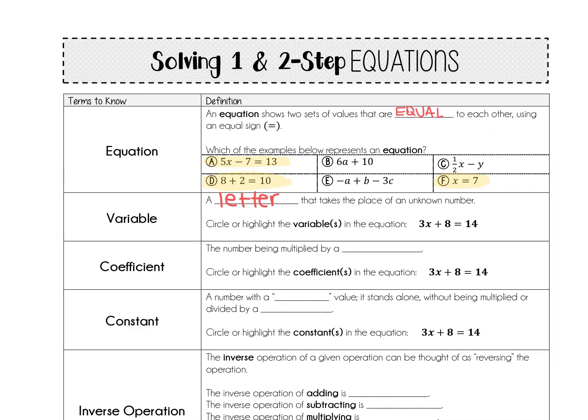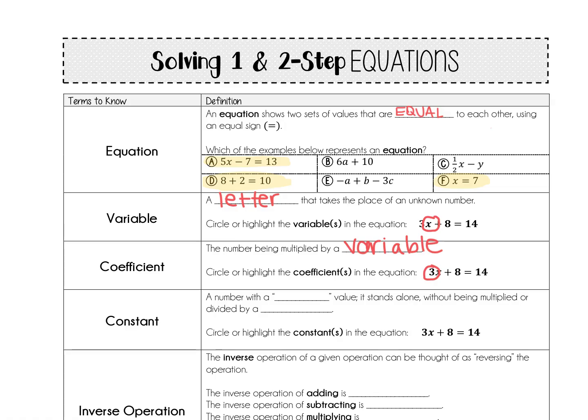Our next term is coefficient. As a reminder, a coefficient is the number being multiplied by a variable. Let's circle or highlight the coefficient in the equation 3x plus 8 equals 14. Our coefficient is 3 because 3 is being multiplied by x.